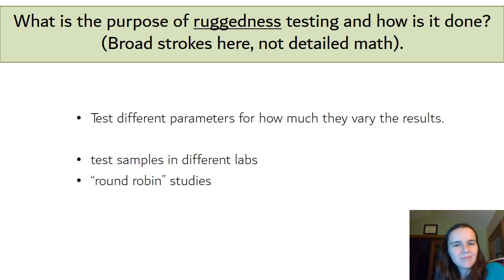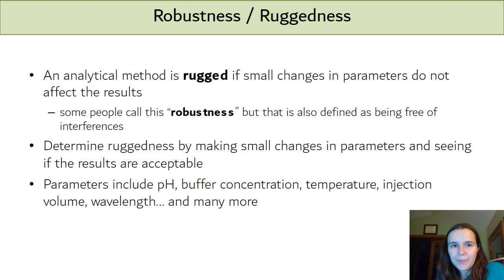Well, how do you do it? Broad strokes here. You want to see how each parameter changes the different results. You're going to test the samples in different labs. This is a round-robin study.